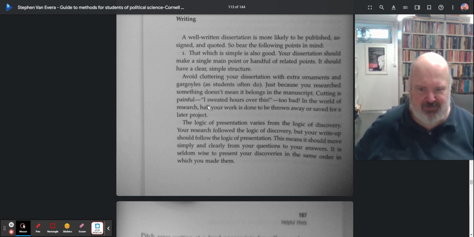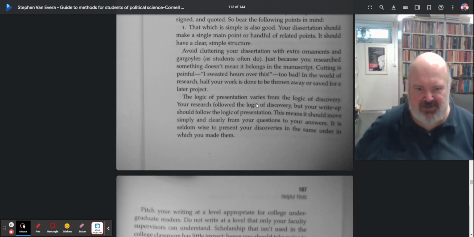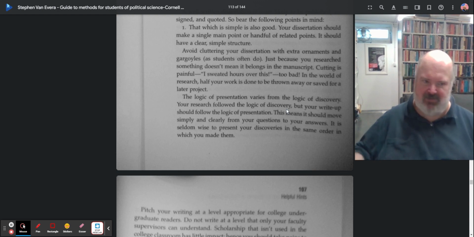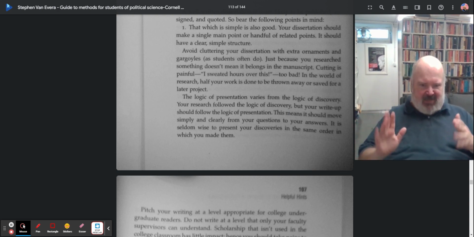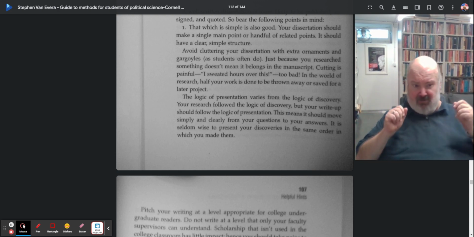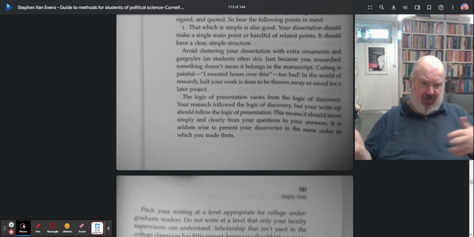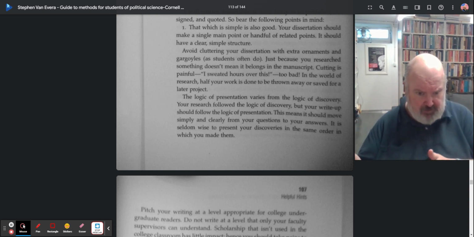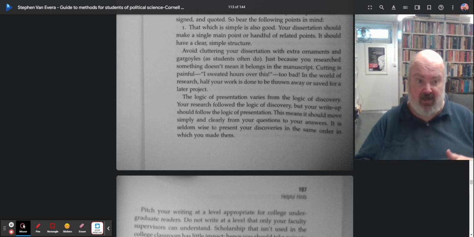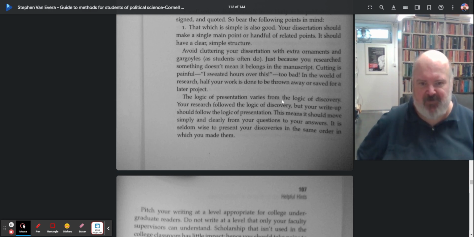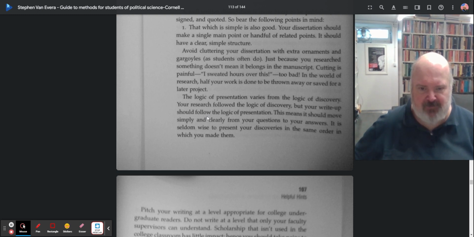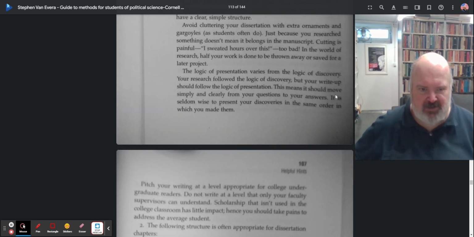Cutting is painful. I've sweated hours over this. Too bad. In the world of research, half your work is done to be thrown away or saved for later projects. The logic of presentation varies from the logic of discovery. Exactly. This is always my problem. Writing is about presentation. It's not about discovery. Research and writing are two different things. In research, you discover. In writing, you present. Your research followed the logic of discovery, but your write-up should follow the logic of presentation. This means it should move simply and clearly from your questions to your answers.